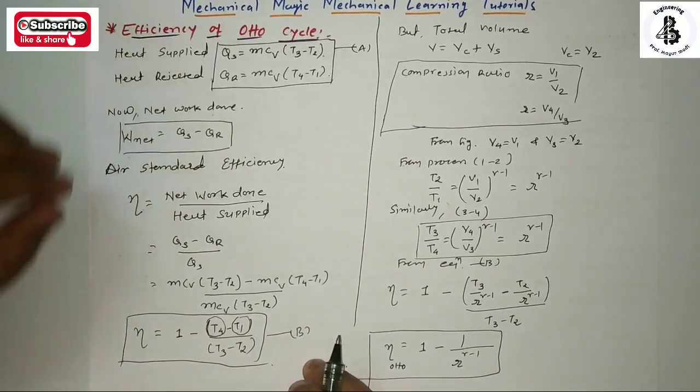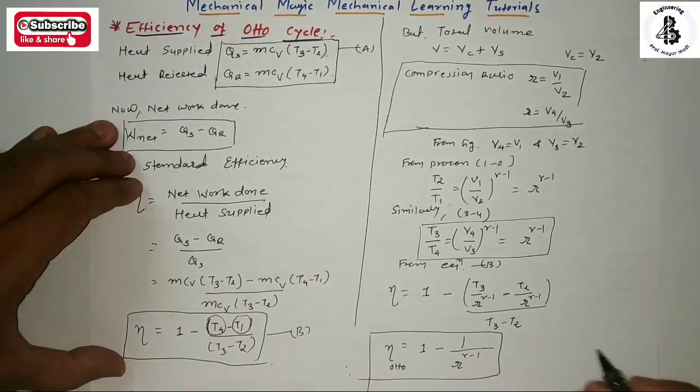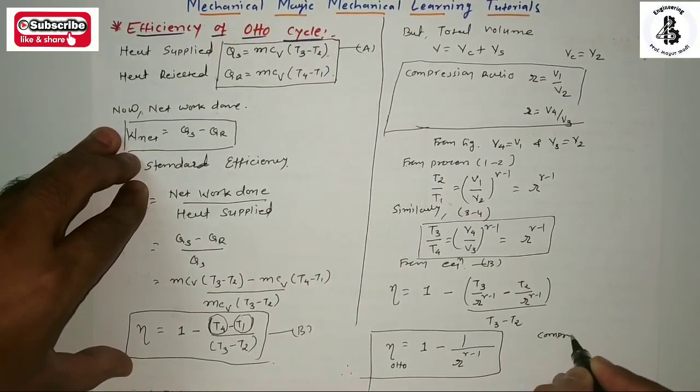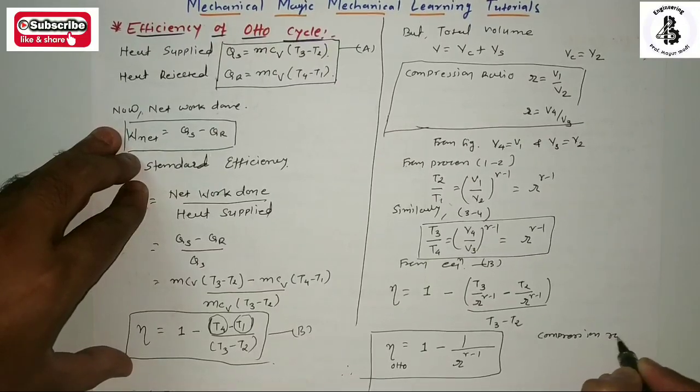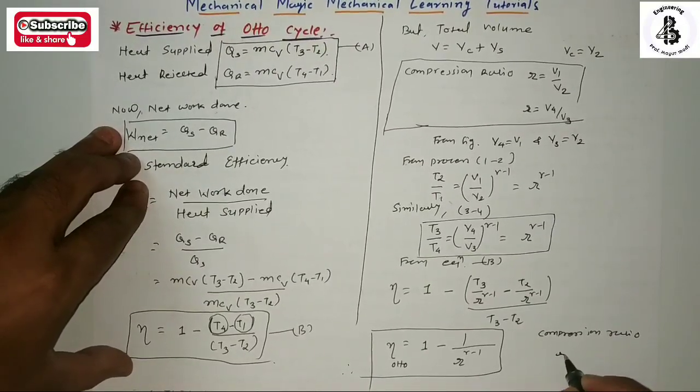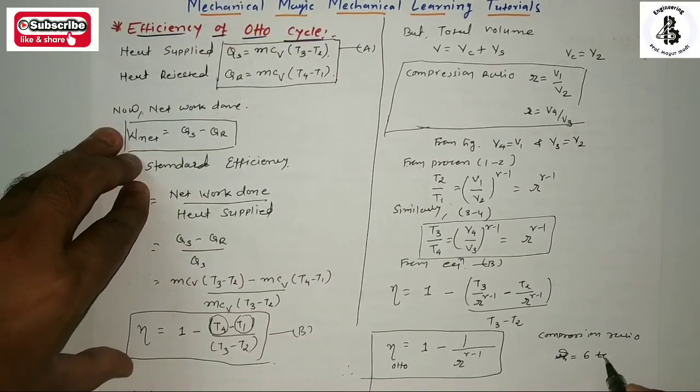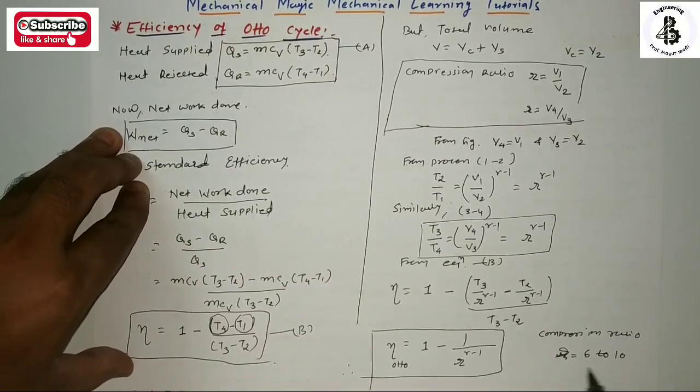For the Otto cycle, a compression ratio R between 6 and 10 is used.